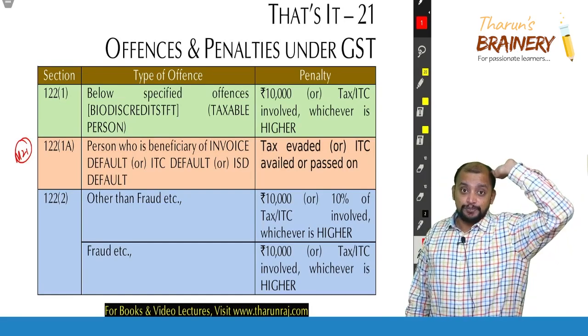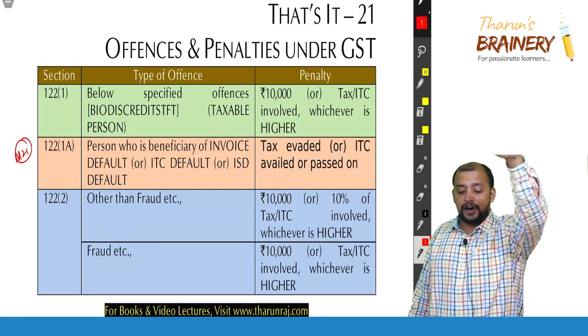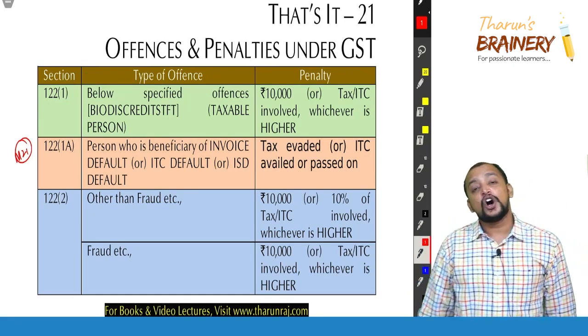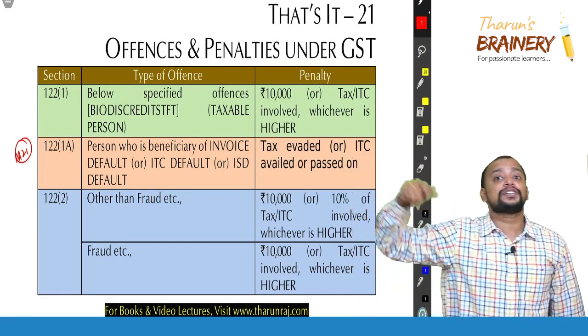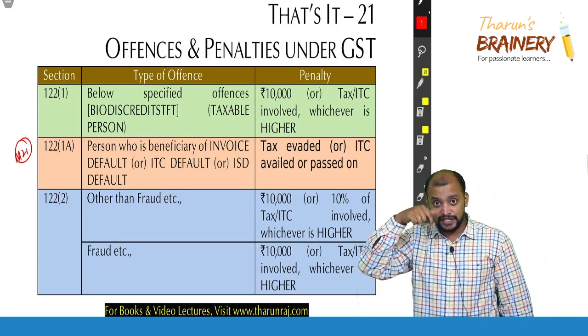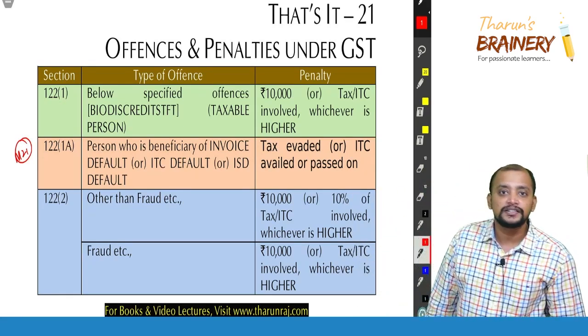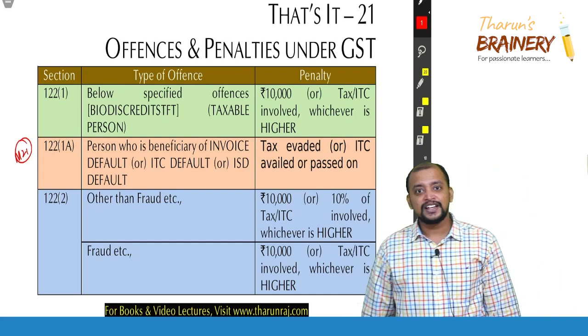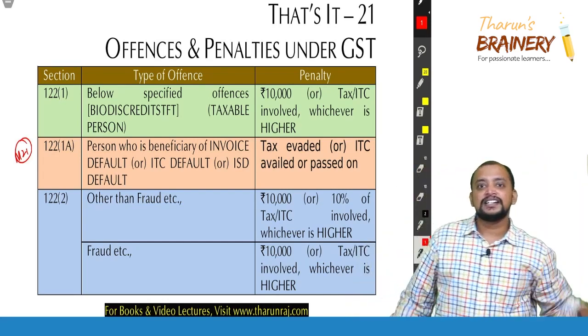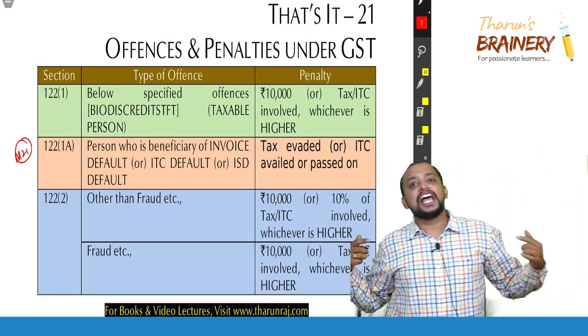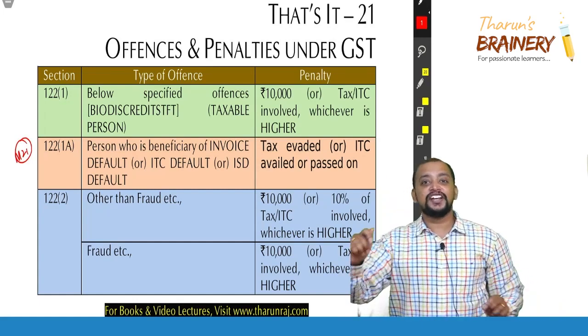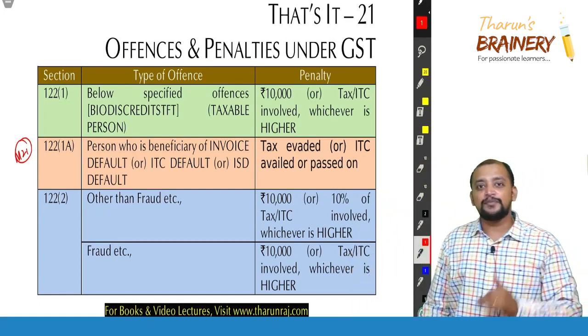No, I should pay tax evaded or ITC availed or passed on. How much worth of ITC did I pass on? 50 lakhs. That much I need to pay as penalty. Got it? You understood? So supplier will pay 50 lakhs, recipient will pay 50 lakhs, I will pay 50 lakhs. 50, 50, 50, 150. So government will get money.